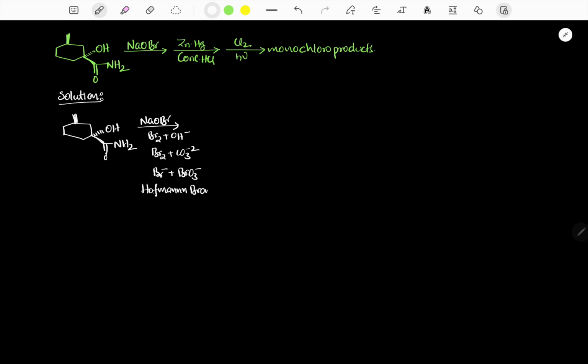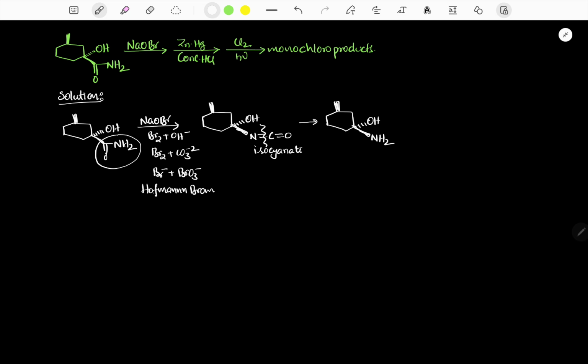In the Hofmann bromamide reaction, the corresponding carboxylic amide initially converts into an isocyanate. So this functional group is known as isocyanate. Now it undergoes hydrolysis and finally we get the corresponding amine type molecule. So it is a Hofmann bromamide reaction.